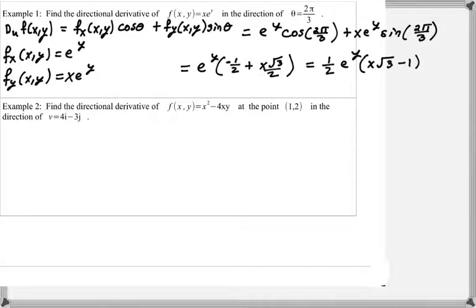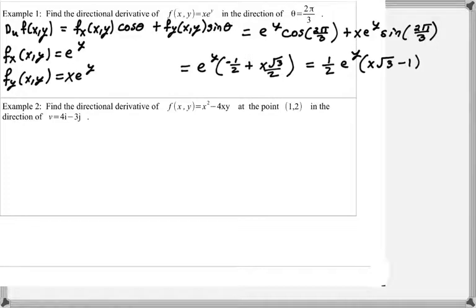And so then we would just pick an (x, y) pair in the domain, which is going to be all real numbers for x and y. That'll give us a z value, and so we'd be standing on the surface at a z value, and if we wanted to go in the direction of 2 pi over 3, this would tell us what the rate of change would be at that particular point. Would we expect to go up, down, or would it be level?